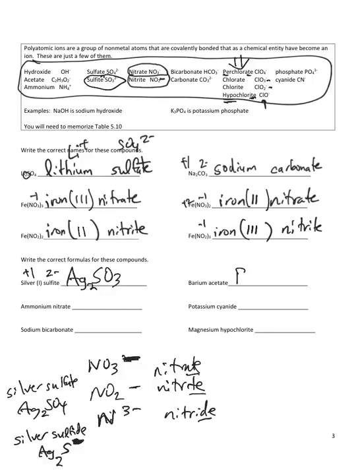Barium acetate. Barium is in group 2A. It has a +2 charge. Acetate is C2H3O2-. It's got a -1 charge. So to make this balance, we've got to put parentheses around the acetate and use a subscript 2.